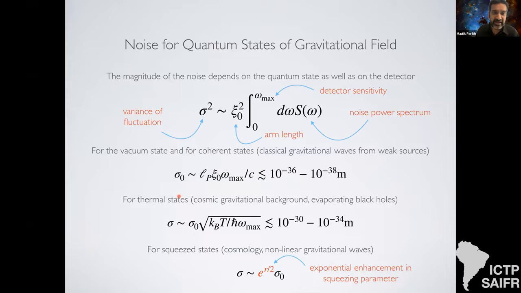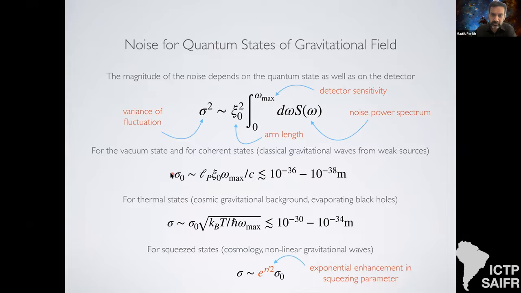Okay, so what about the amplitude? When we calculate the amplitude, we find that the variance of the fluctuation, this is the size of the fluctuation, right? How much does the arm length fluctuate as a result of this quantum gravitational effect? That is given by the integral of the noise power spectrum, and there's an arm length there, the default arm length. And then there's also a cutoff due to the detector sensitivity. That's going to be very important.